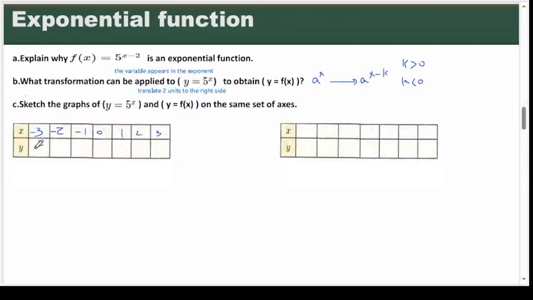So it would be 1 over 125, my output, for 5 to the power of -3. 5 to the power of -2 gives me 1 over 25. 5 to the power of -1 gives me 1 over 5. 5 to the power of 0 is 1. 5 to the power of 1 is 5. To the power of 2, 25. To the power of 3, 125. We see my base, which is 5, is larger than 1, so the function is increasing.